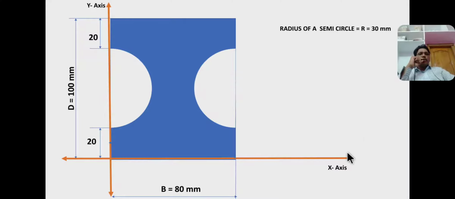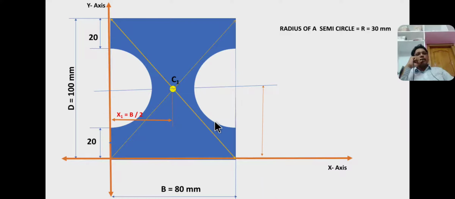This is a question. Here I consider the x-axis at the bottom edge and the y-axis at the left side edge, with capital R equal to 30 mm for the radius of a semicircle, B equal to 80 mm for the base of a rectangle, and D equal to 100 mm for the height of a rectangle. Now I am drawing the diagonal lines for locating the individual centroid. C1 is the centroid of a rectangle at a distance of x1 from the y-axis, and at a distance of y1 from the x-axis.